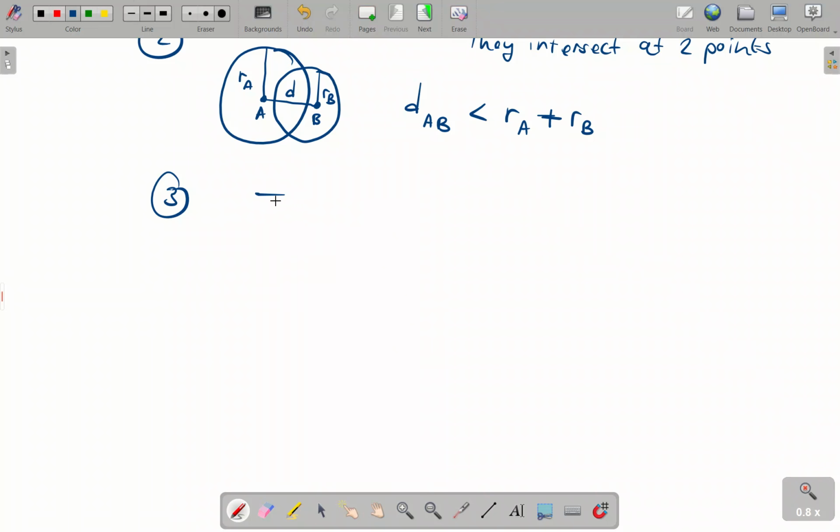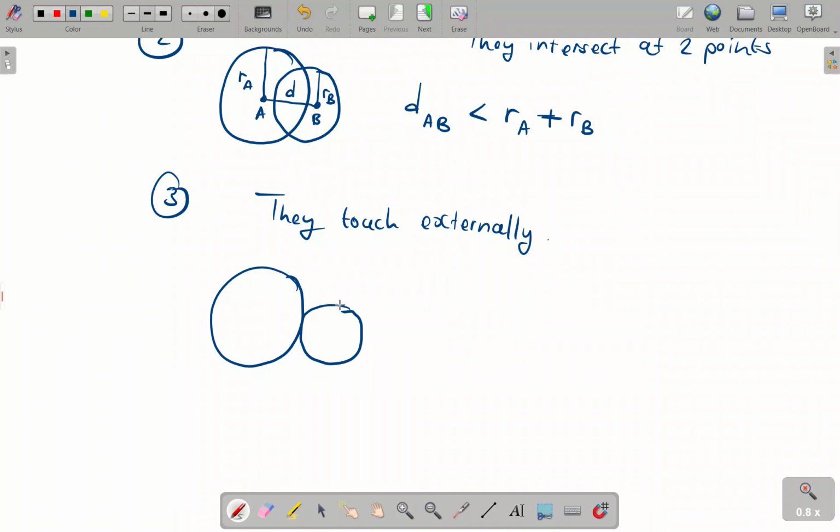And then number 3. So this is when they touch externally. So this is when you have a cycle like that, and then another cycle like that, then you have something like this. I can call this A, my B. So RA and then RB. So the distance between their centers is termed to be D.